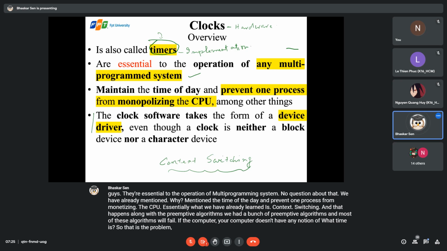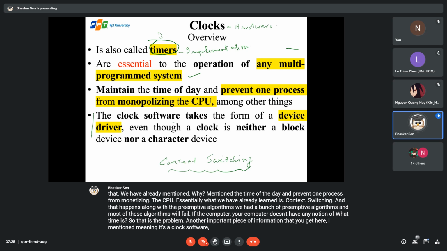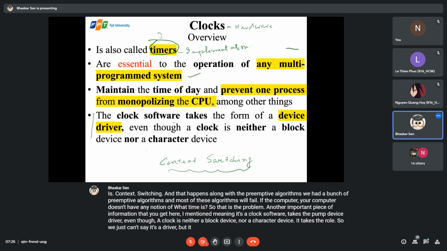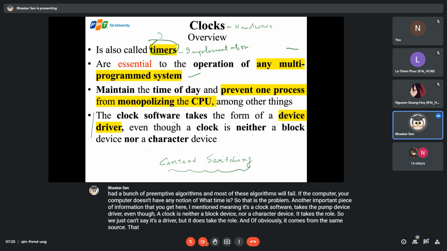Another important piece of information, which I think I mentioned at the beginning, is that the clock software takes the form of a device driver, even though a clock is neither a block device nor a character device. It takes the role, so we can't just say it's a driver, but it does take the role. And obviously, it comes from the same source. That means the clock vendor, the hardware vendor, will give you the software, very similar to the driver.